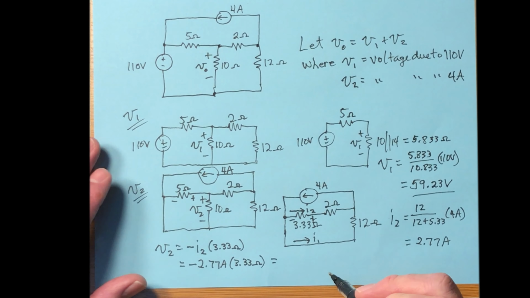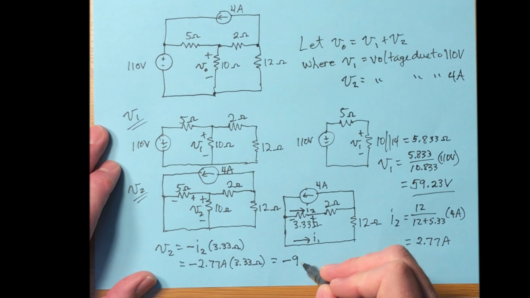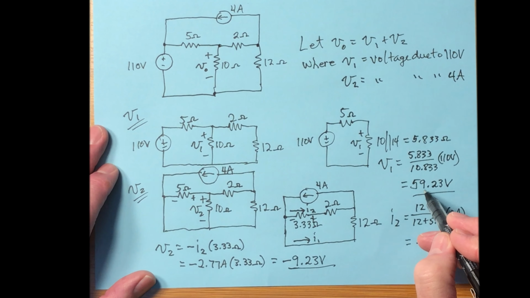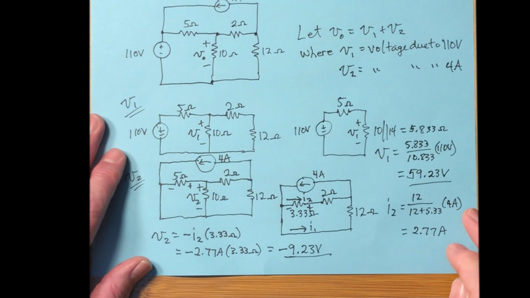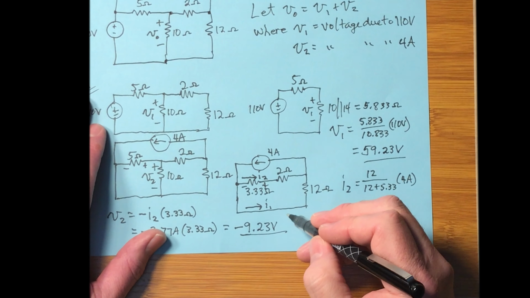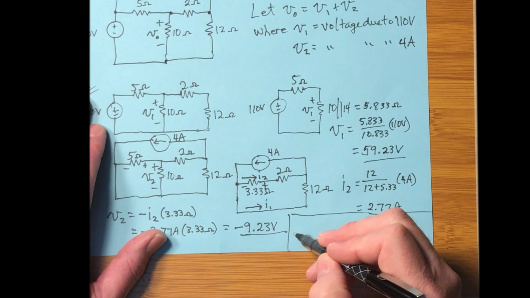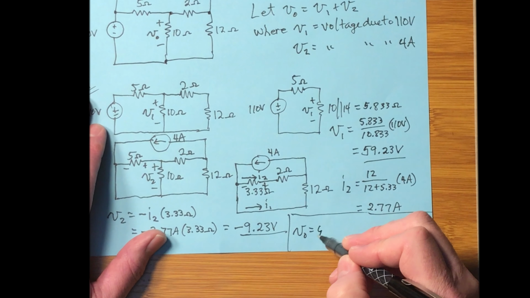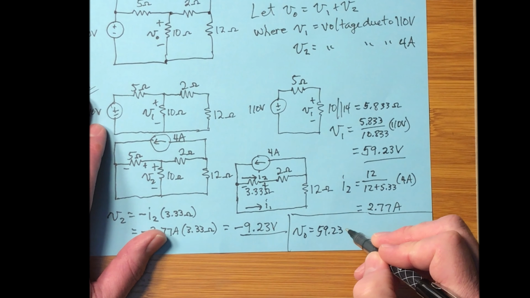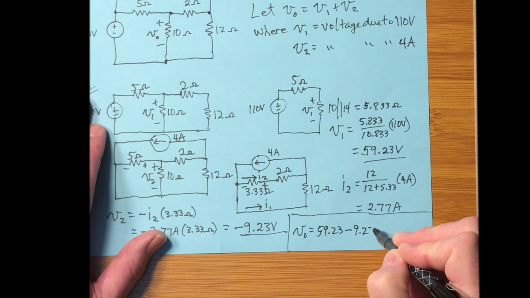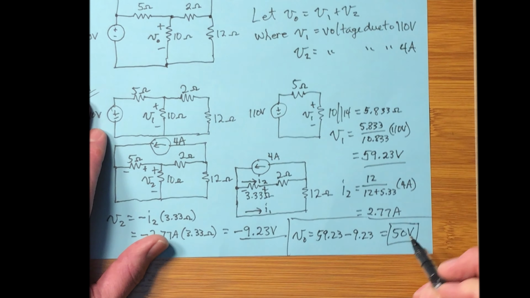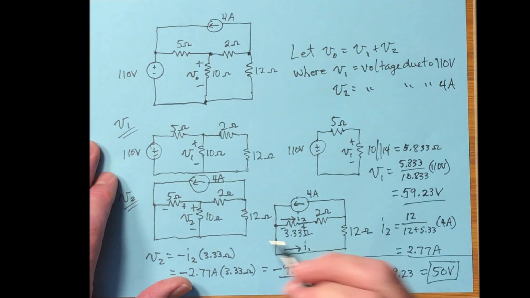That's going to be minus 9.23 volts. There is V2. So here's V1, here's V2. Now, in this tiny little space down here, we can come up with this final answer. V output is going to be 59.23 minus 9.23. Looks like 50 volts is what the answer is for V0.